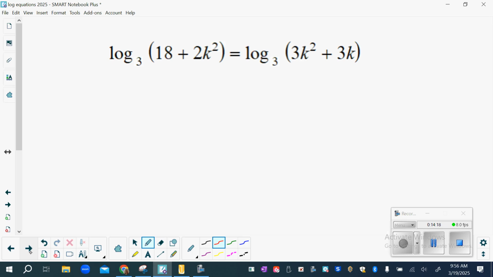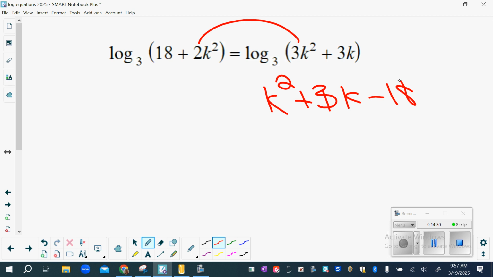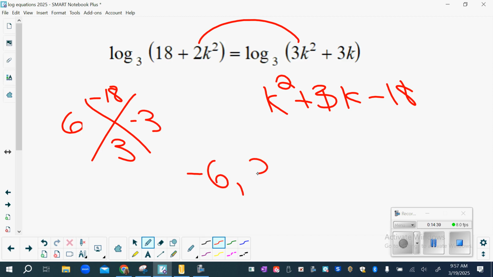So I'm going to steal my answer in a minute. I'm watching my friend Andrew up here. He moved this over and he got k squared, plus 3k, and minus 18. And he went like this because he's a genius. Negative 18, positive 3, and he went 6 and negative 3, and he got negative 6 and positive 3 is my answer. So my question is, both good? One good, one bad? Both bad? Someone tell me what they think.